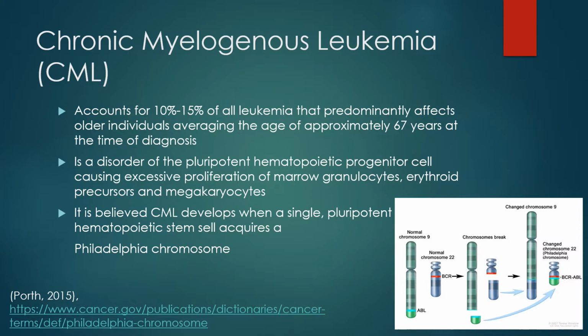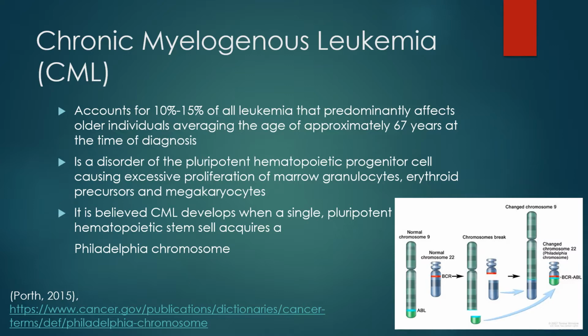And then for the last one of these, which is chronic myelogenous leukemia, it accounts for 10 to 15% of all leukemia, and it predominantly affects older individuals, averaging the age of approximately 67 years at the time of diagnosis. So this is a disorder of the pluripotent hematopoietic progenitor cell, causing excessive proliferation of bone marrow granulocytes, erythroid precursors, and megakaryocytes.